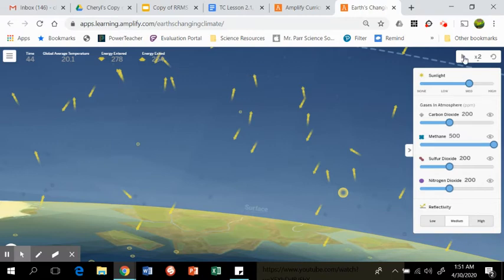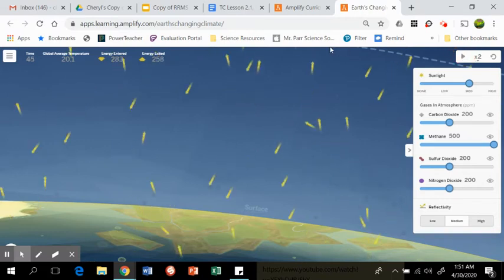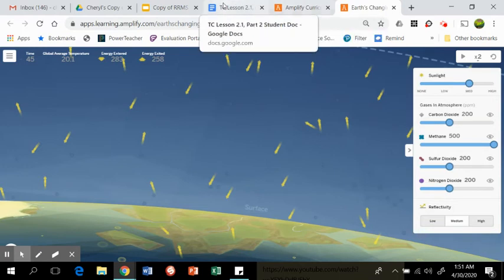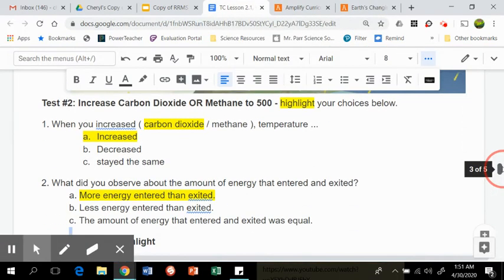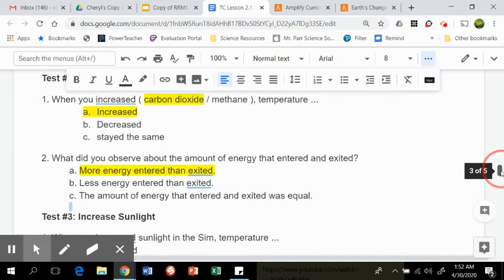254, I believe that is. I might have to let that play a second. Yeah, 254. So going back to this, for methane, if you wanted to record methane, you would highlight methane, but our answers would be the same. The temperature increased and more energy entered the system than exited. So it doesn't really matter if you were looking at carbon dioxide or methane, the results were the same.